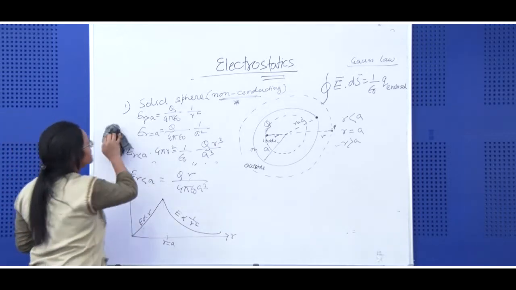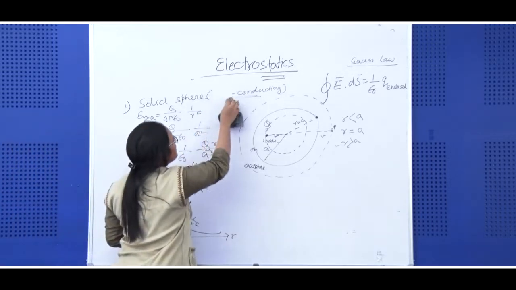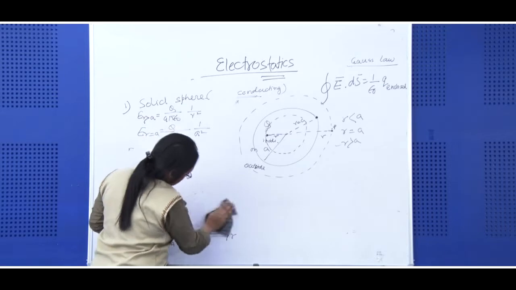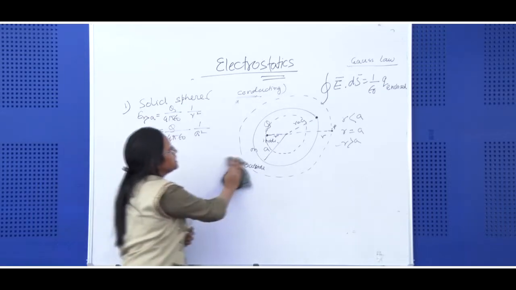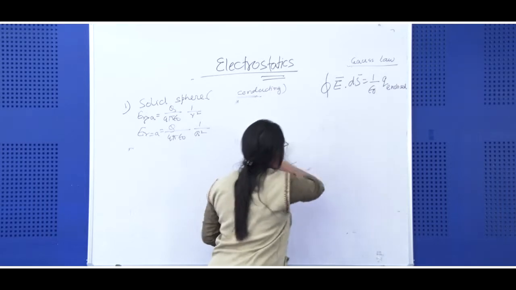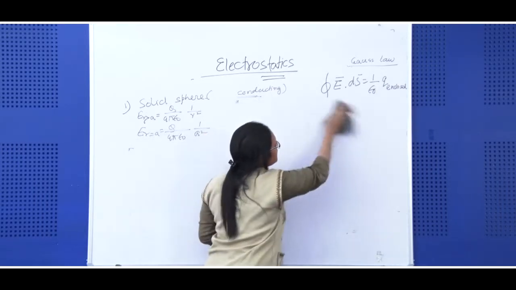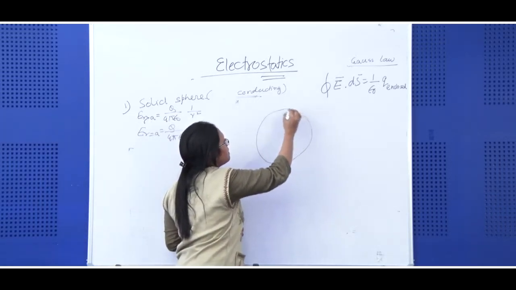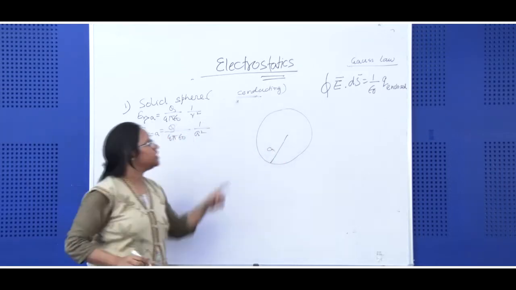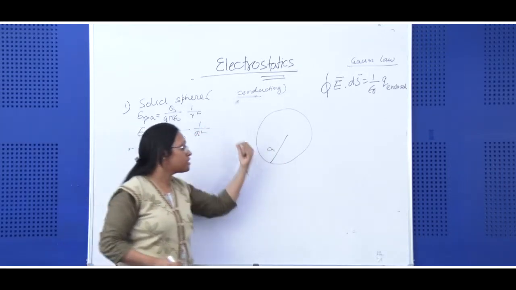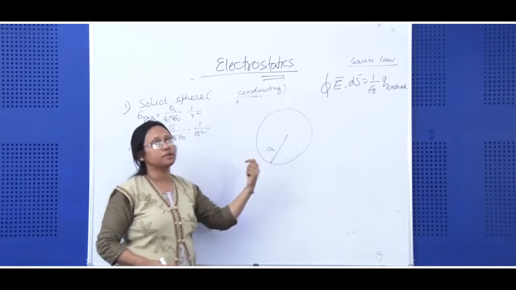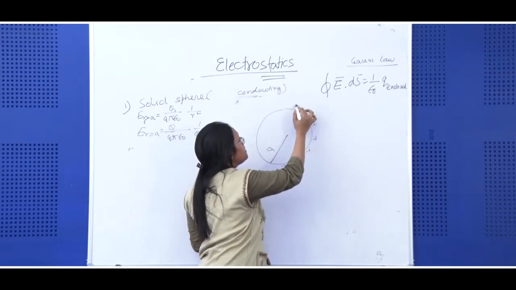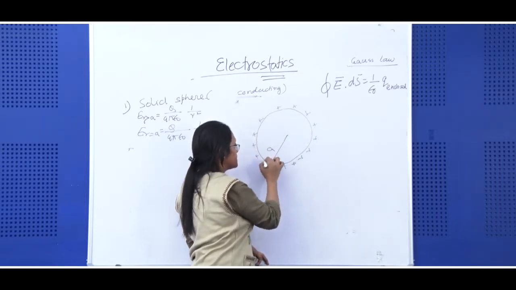Now we have a solid sphere which is conducting. The same calculation we will do for a sphere which is now conducting. Let Q be the charge given to this conducting sphere of radius a. Now we know for a conductor the charge always resides on the surface of the conductor. So the charge will come only on the surface. There will be no charge inside the sphere.